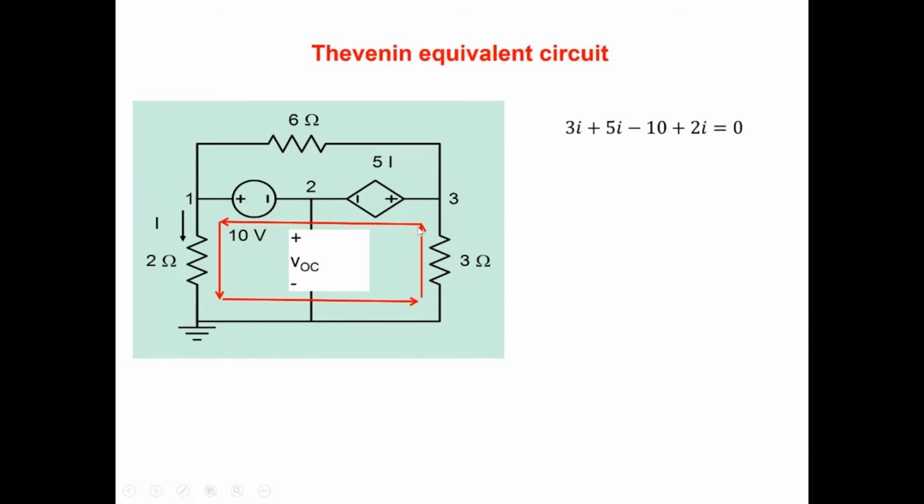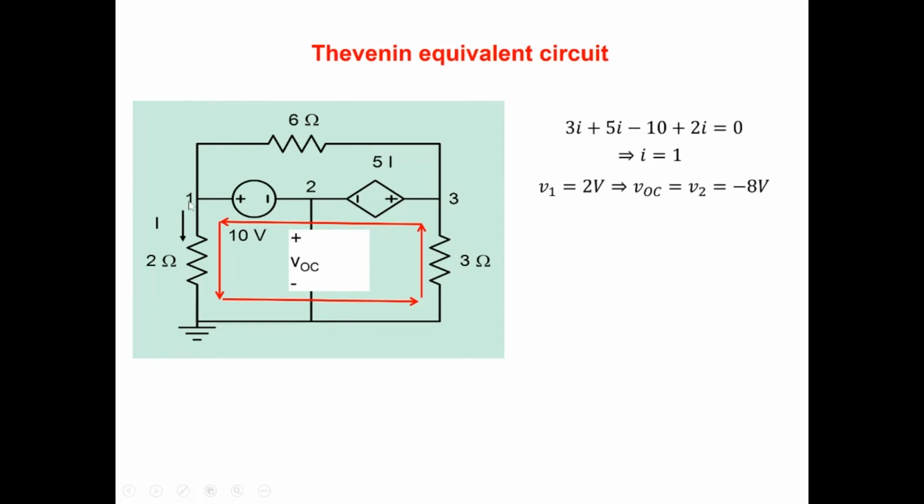There is 3I, and then there is a drop of 5I, and then there's a voltage gain of minus 10, and then there's a drop of 2I here. So we get this equation here. And we solve it, we get I equal to 1. Right? I equal to 1 here. And once you get I equal to 1, then you know V1 equal to 2 volts here.